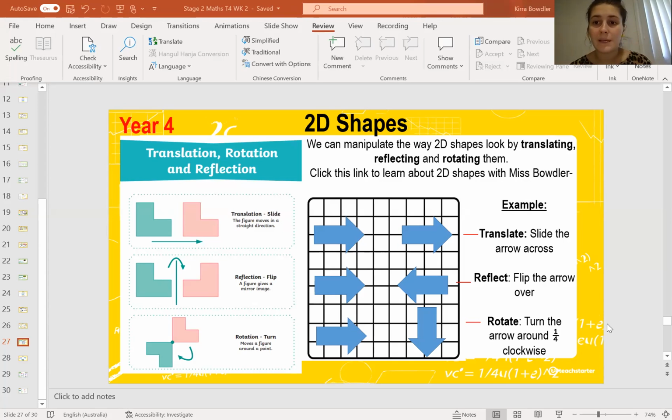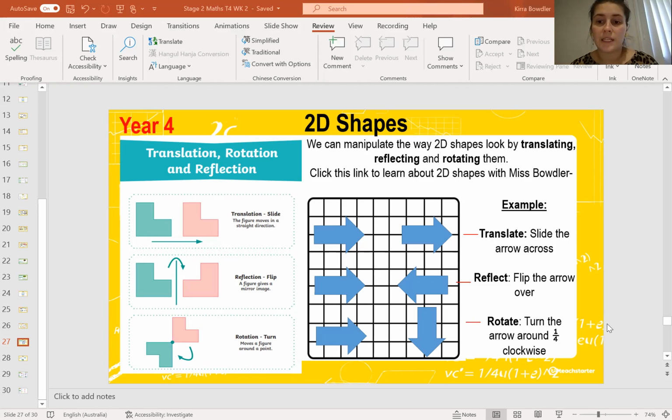This is not a completely brand new concept for you. It might sound like it because maybe you haven't heard of these words before, and that's okay. But I promise you it's not completely brand new, because in kindergarten, year 1, and year 2, you would have used words like slide, flip, and turn to change the way that shapes look. But as you move into stage 2 and stage 3, it's really important that you know the proper terminology, which is actually translate, reflect, and rotate, the words we use to describe the way shapes look when we manipulate them.